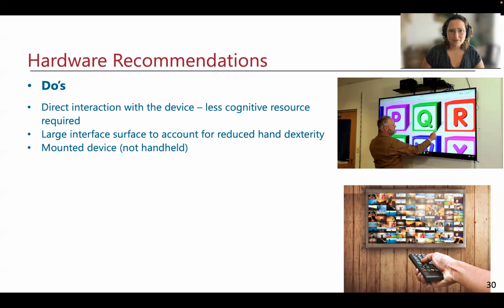Large surfaces are important, especially for reduced hand dexterity, which comes with the motion issues, and small screens are harder to read, interpret and understand. And it's important to have a mounted device, as I said, not handheld, because things can easily get lost.